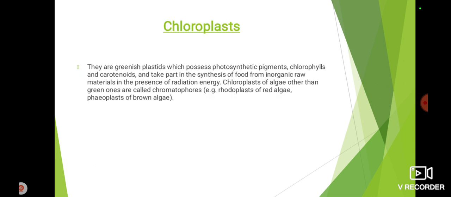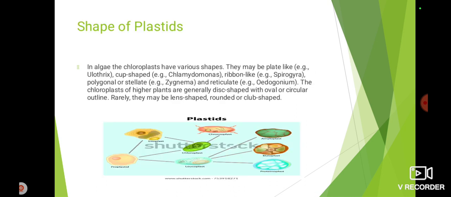Next is chloroplast. They are greenish plastids which possess photosynthetic pigments, chlorophylls and carotenoids, and take part in the synthesis of food from inorganic raw materials in the presence of radiation energy. Chromoplasts of algae other than green ones are called chromatophores. Now coming into the shape of plastids.